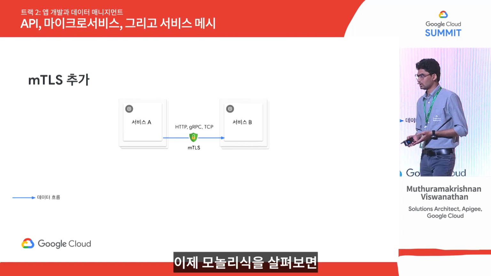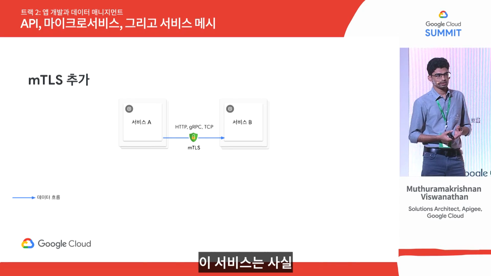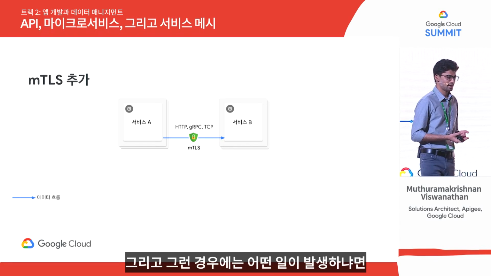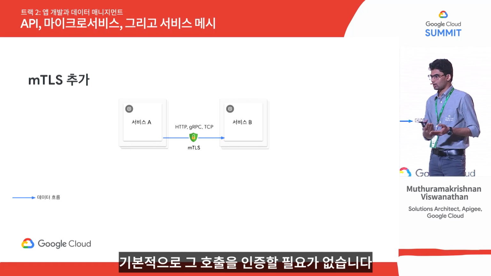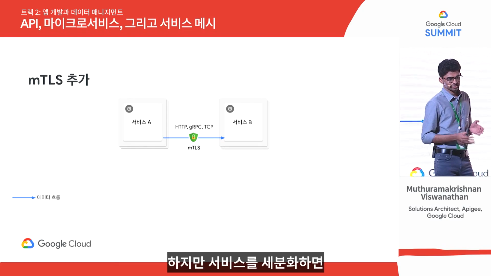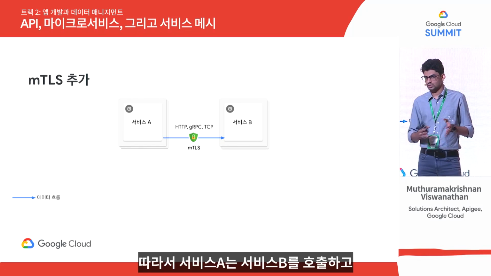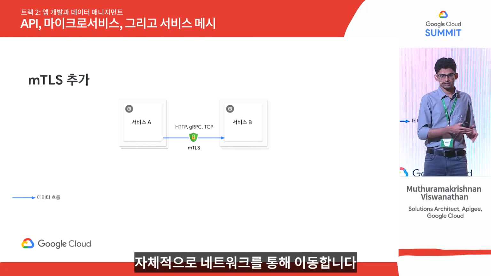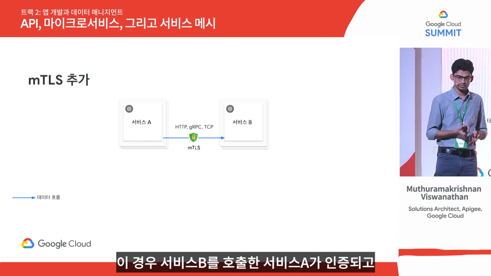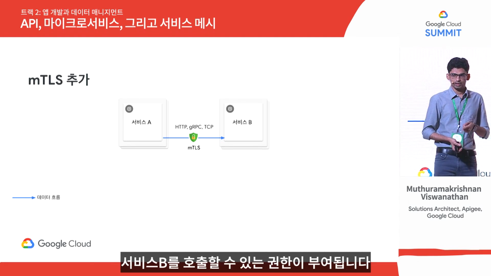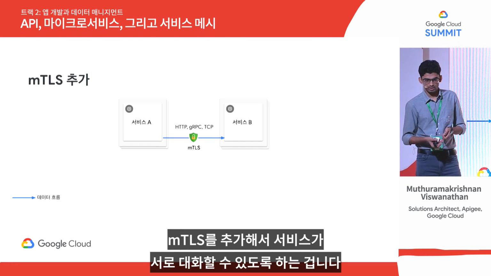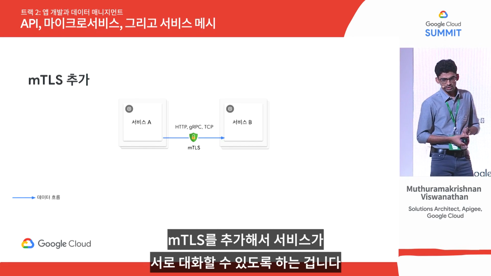Now, in a monolith, these services are alongside each other, and these are inter-process communications. In that case, you don't really need to authenticate the call because you know it's going to be coming from the same process. But when you break down this service, you're traversing a network. So service A is calling service B, traversing the network by itself. We need to make sure the caller, in this case service A, which is calling service B, is authenticated and is authorized to call service B. So we're adding mTLS to make sure these services can talk to each other.